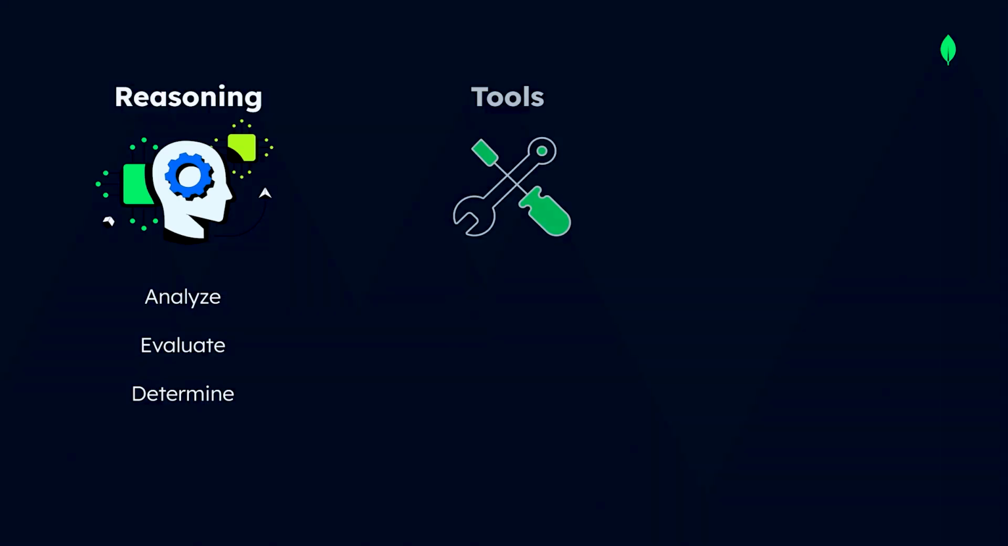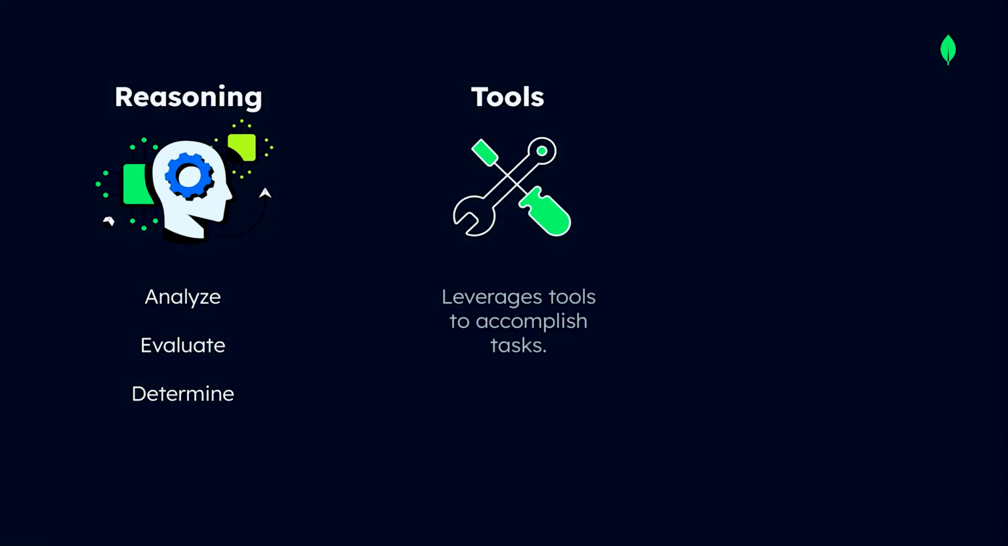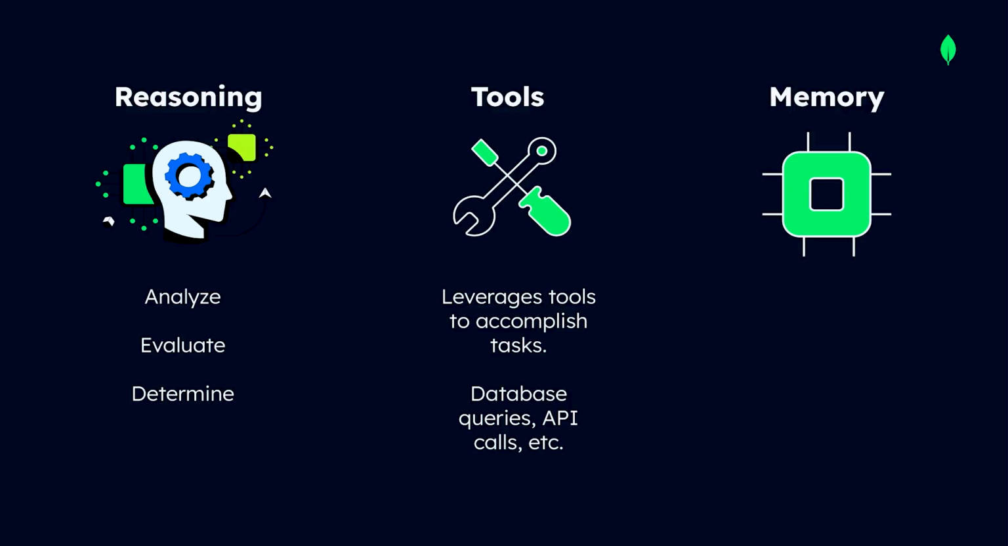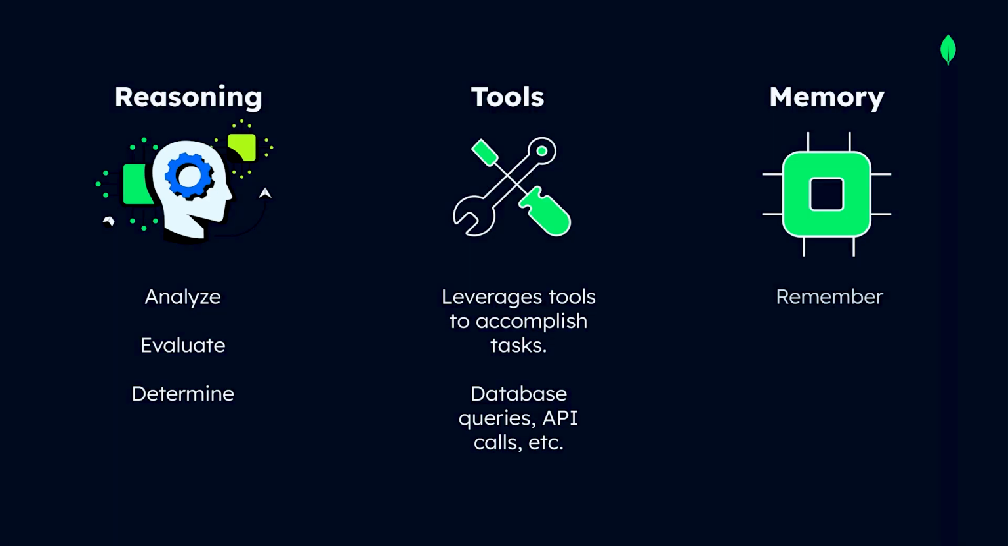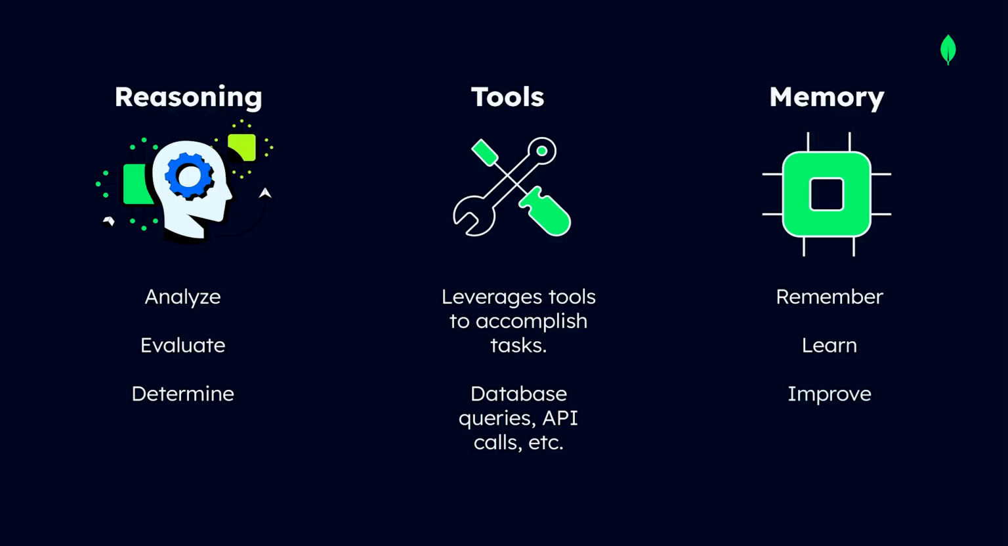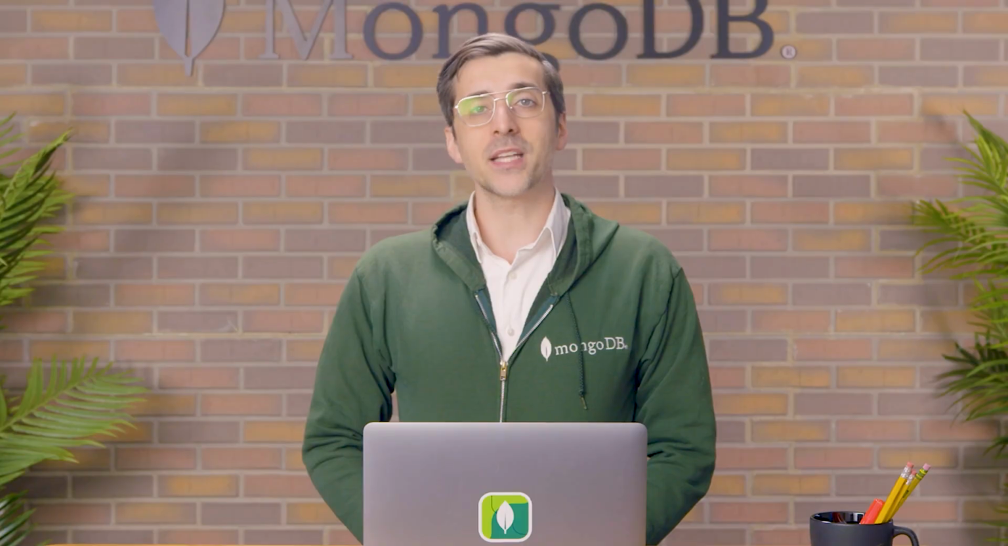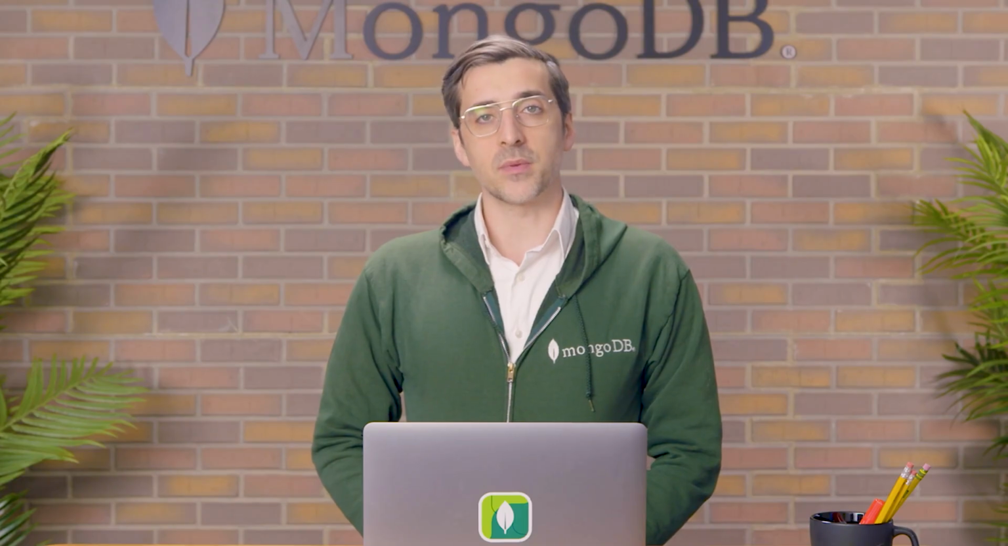Second, agents can use tools. AI agents leverage various tools to accomplish tasks, like searching databases, calling APIs, and generating content. Third, agents have memory and maintain context over time. They remember from past interactions, learn from successes and failures, and continuously improve their performance. As we build our own AI agent, we'll get the chance to explore each of these capabilities to help us understand how they work together to make an intelligent system.